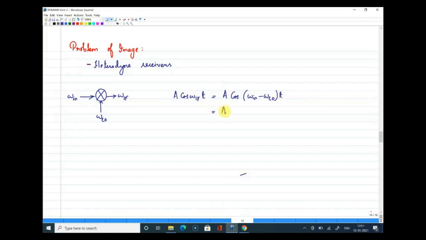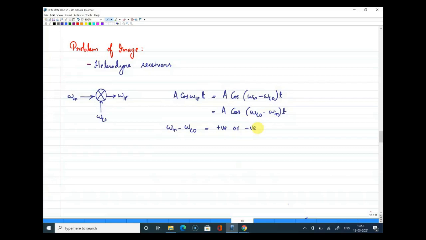Or this is same as writing a cos (ω_LO − ω_in)t. Both are the same. So what is the meaning of this? This means whether the difference frequency, ω_in minus ω_LO, is equal to a positive value, when you have ω_in greater than ω_LO, or a negative value when you have ω_in lesser than ω_LO, both are yielding the same intermediate frequency, right?